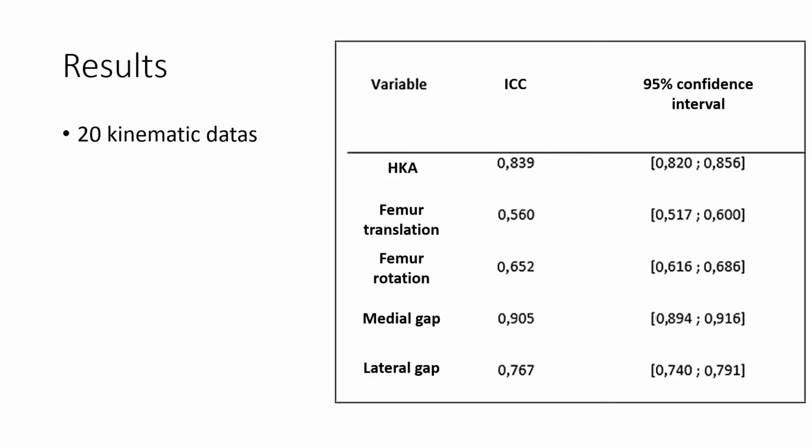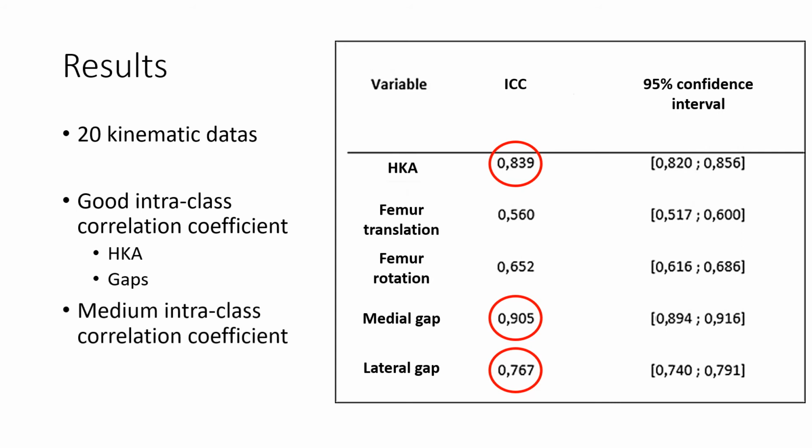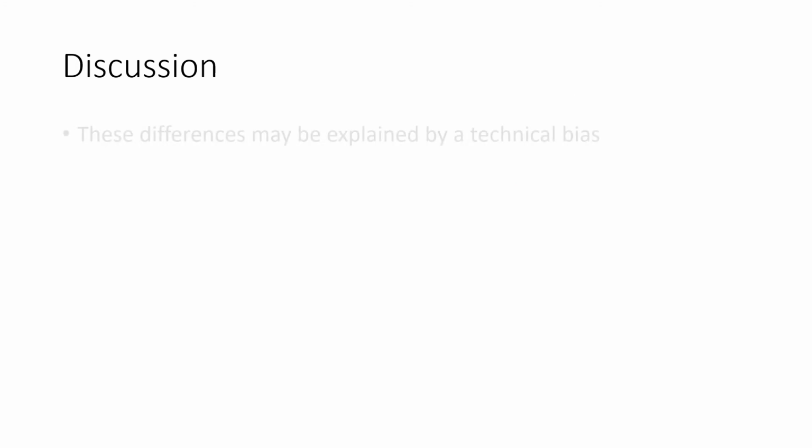We obtained 20 complete kinematic data. We observed a good intra-class correlation coefficient for HKA angles and gaps measurements. However, we observed only medium intra-class correlation coefficient for femoral translation and femoral rotation. These differences may be explained by a technical bias.